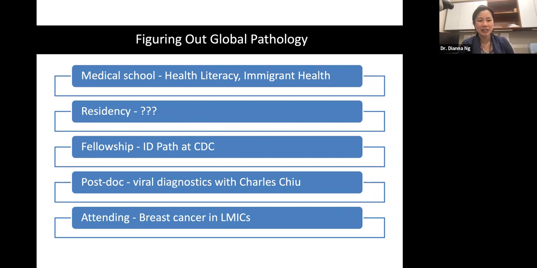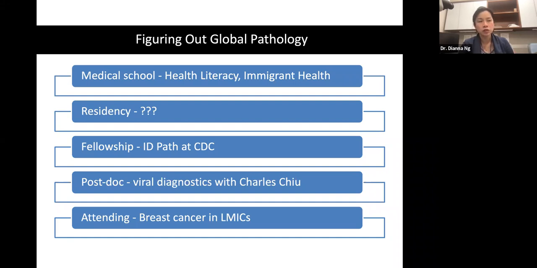And when I started residency in pathology, basically there were no mentors for me. There weren't a lot of pathologists 10 years ago who were doing global pathology work. And I didn't really have a model for what that looked like.